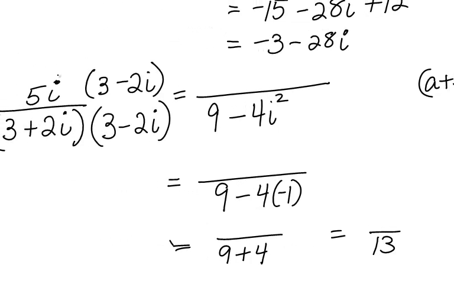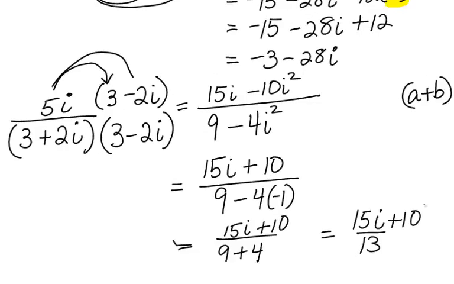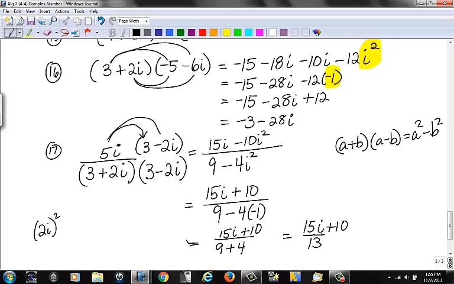Okay, now look at the top. Distribute this. So that'd be like 15i minus 10i squared. But what's i squared? So that's like 15i, negative 1 times a negative 10 plus 10. So we're at 15i plus 10, and it's all over 13. When you do that, make sure you extend that division bar out.